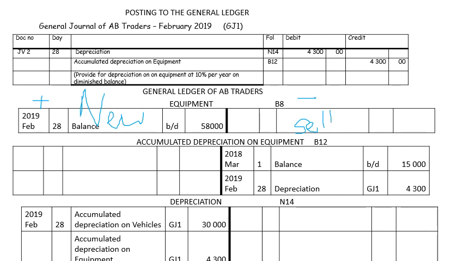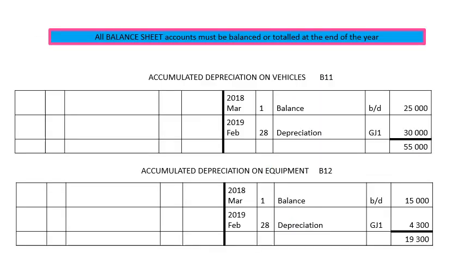Right. Accumulated depreciation on equipment, negative asset. We said credit accumulated depreciation on equipment. There it's been credited. The other account concerned was depreciation. And then debit depreciation, which we have done. On the debit side, we have an account. There is the debit entry. Right, let's go to the next slide.